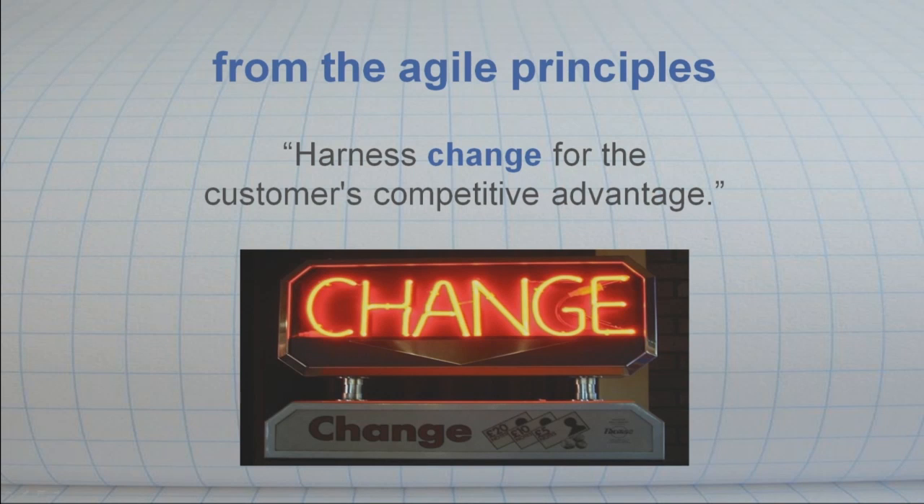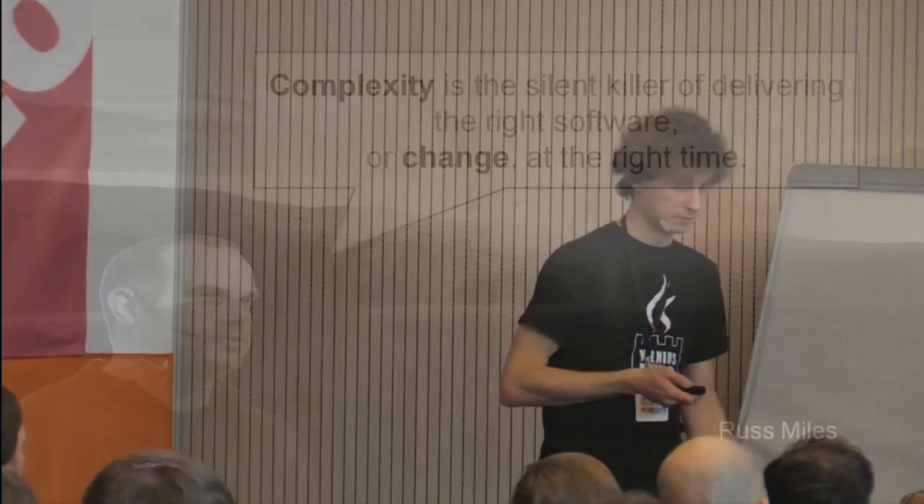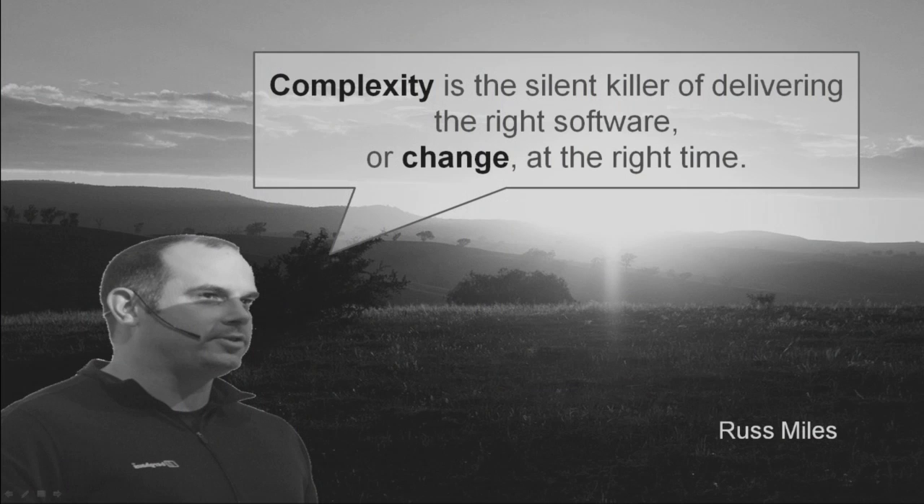Well, simplicity enables change, and complexity kills it. This is a Russ Miles quotation. He said, "Complexity is the silent killer of delivering the right software or change at the right time." So if you have a complex system, you won't be able to change it fast enough.